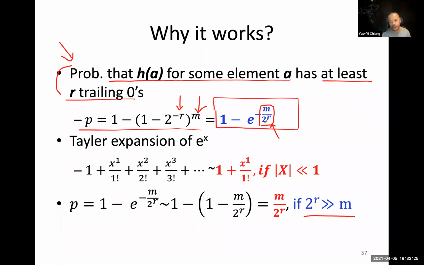Cool. Based on this, we arrange all the terms to this. Why do we want to do this? Because we want to have a Euler number here. When we have a Euler number, we can have Taylor expansion of e to the power of x and rewrite the entire probability to this, when 2 to the power of r is much larger than m. All right, cool. So we learned a couple of things.